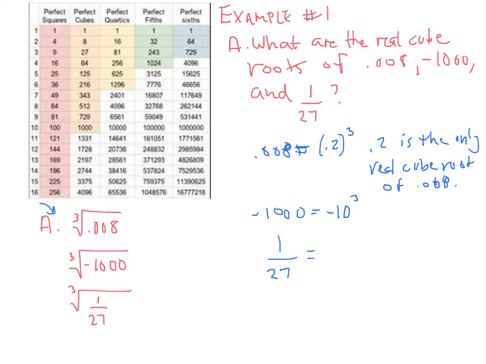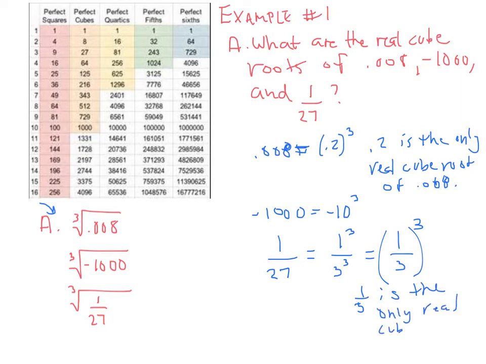1/27 could be rewritten as 1 to the third over 3 to the third. Thus, 1/3 cubed equals 1 over 27. So we know that 1/3 is the only real cube root of 1 over 27.